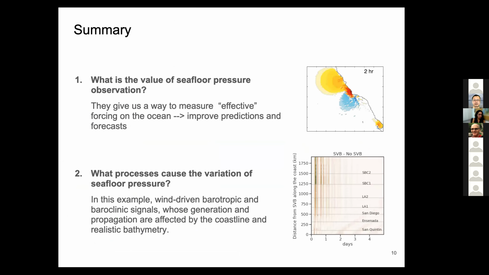Right. So just to summarize, to us, an attractive application of seafloor pressure observations is that we can get measurements of effective forcing in the ocean, and this allows us to improve our understanding not only of the physics but also of our models, right? As for the second question, I'll just give you an example of a process that can cause seafloor pressure variations in timescales on the order of a few hours, caused by signals that arise just from preserving a complex coastline and realistic bathymetry, really. So with that, I'm happy to answer any questions that you may have.